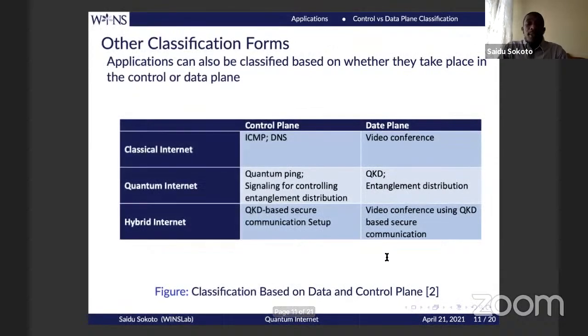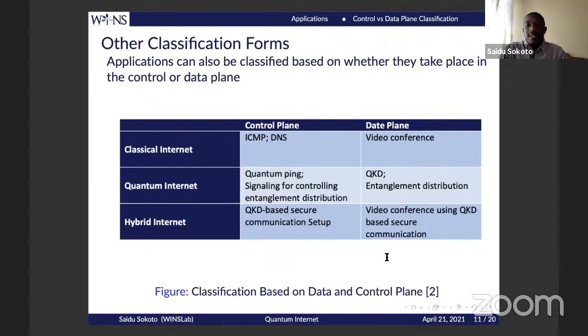Well, we have talked about classifications based on the application domain. We can also classify applications based on the data plane or the control plane, as we usually know in the classical sense. In the classical sense, we know that the control plane is responsible for determining how a packet is forwarded, while the data plane does the actual forwarding.